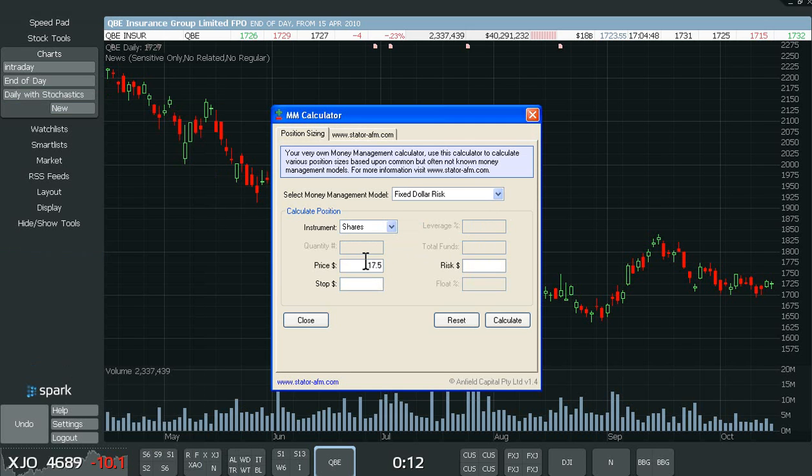We're looking at $17.50 entrance, $17.14 exit, and again, let's say we're willing to risk 500. Calculate tells you to buy 1,389 shares. So yeah, it's a really handy little calculator.